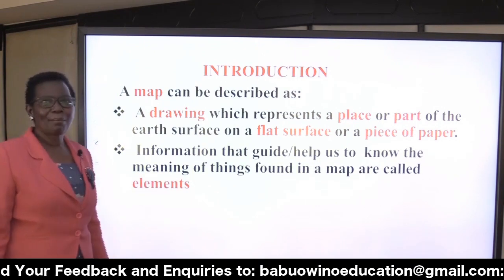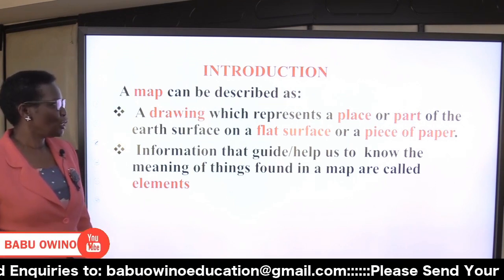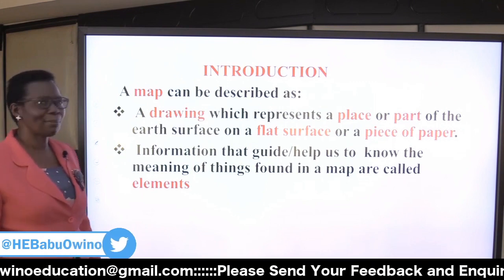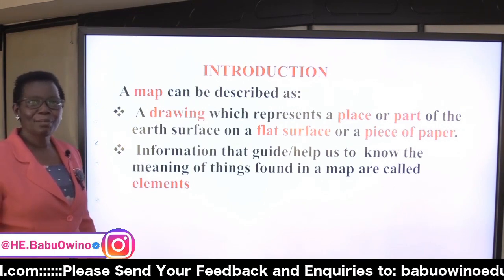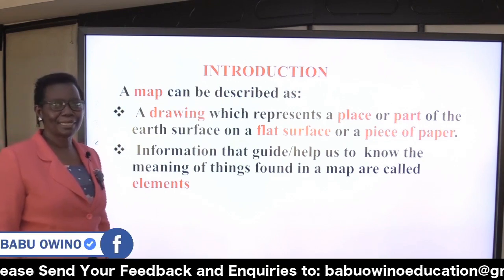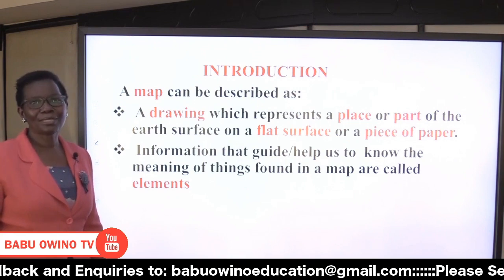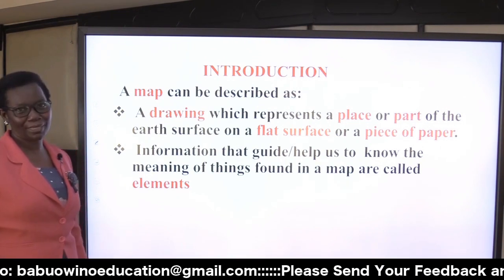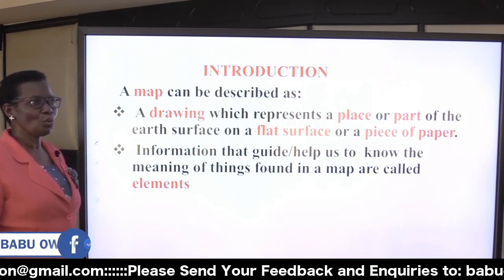Another way we describe a map, information that guide or help us to know the meaning of the things found in a map are called elements. So when we are talking about a map, there's some information which is put in it, and this information will help us to read what is in the map. This information normally is known as elements. So we have some elements in every map that we read.